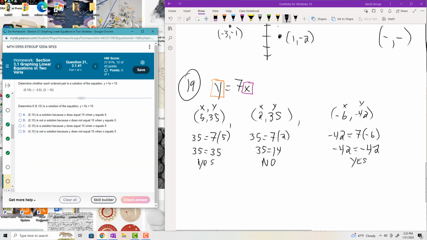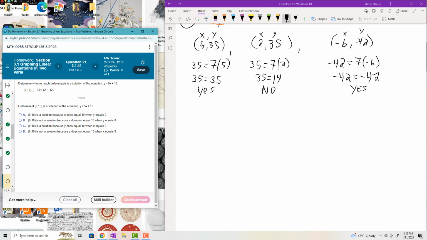Let's look at one maybe a little more work. So this is problem 21. They give us the equation y equals 5x plus 10. And I want to zip through again, the same question. Check these ordered pairs to see if they're solutions to the equation.